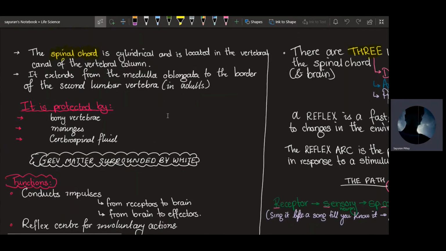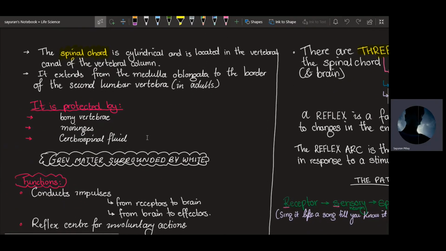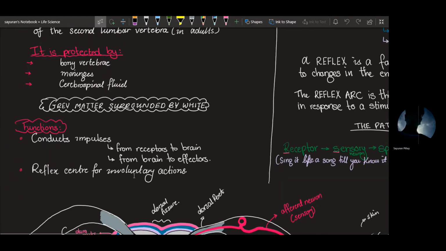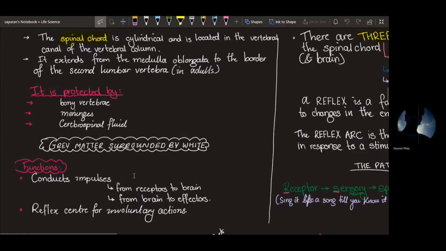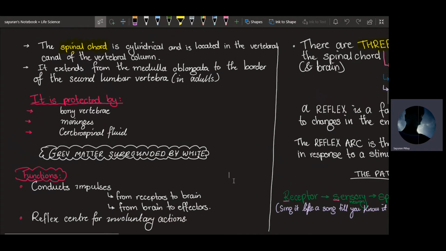As I mentioned. But now in the spinal cord, okay, gray matter is surrounded by the white matter. So there's like an inversion between these layers. So just remember, the brain, it's gray, then white inside. In the spinal cord, it's white, gray inside. Okay. Now the function of the spinal cord, and what that looks like now. The function of the spinal cord is to conduct impulses from receptors to the brain.